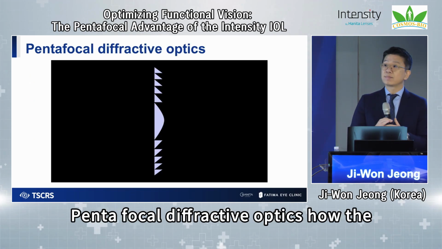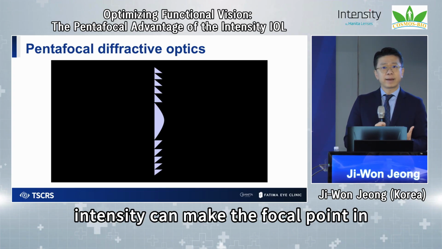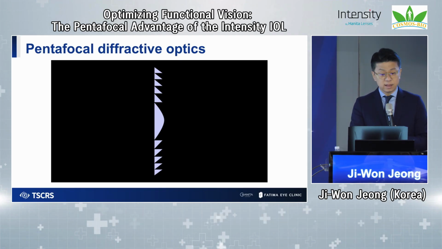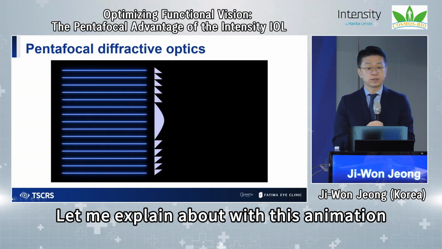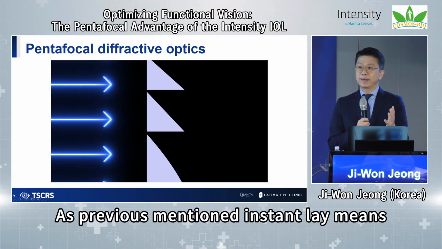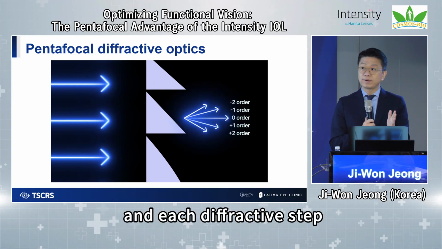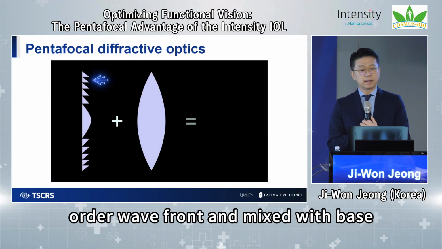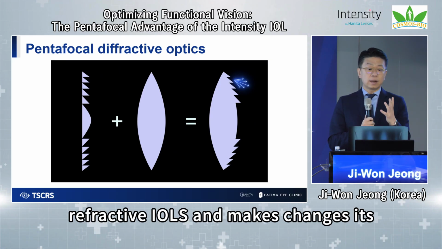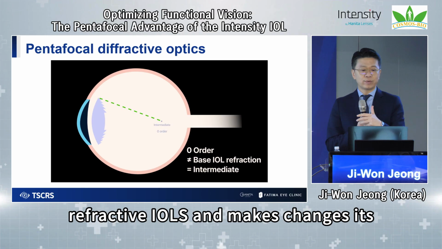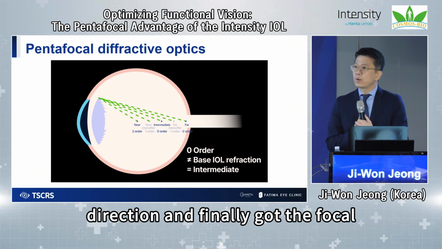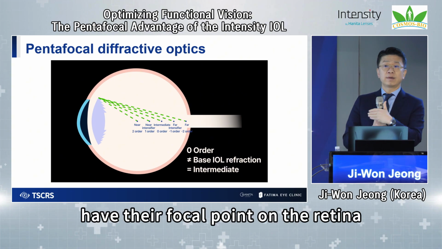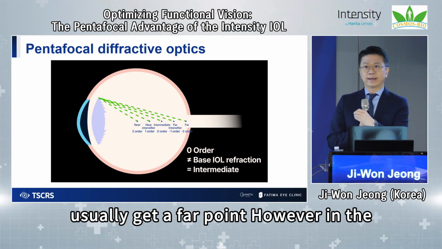The first, the pentafocal diffractive optics. How can the intensity make 5 focal points in the eye? Let me explain with this animation. As previously mentioned, the incident light meets the diffractive plate, and each diffractive step acts like a slit and makes a different order wavefront. Mixed with the base refractive IOL, it changes each direction, and finally we get the focal point on the retina. Usually in conventional diffractive IOLs, zero orders have their focal point on the retina. They usually get a far point.